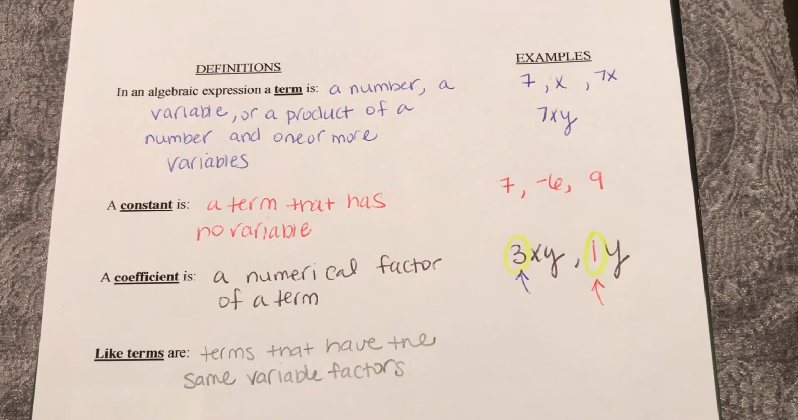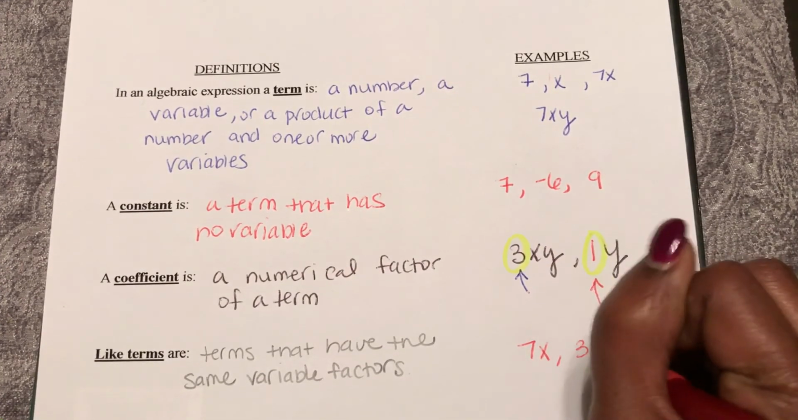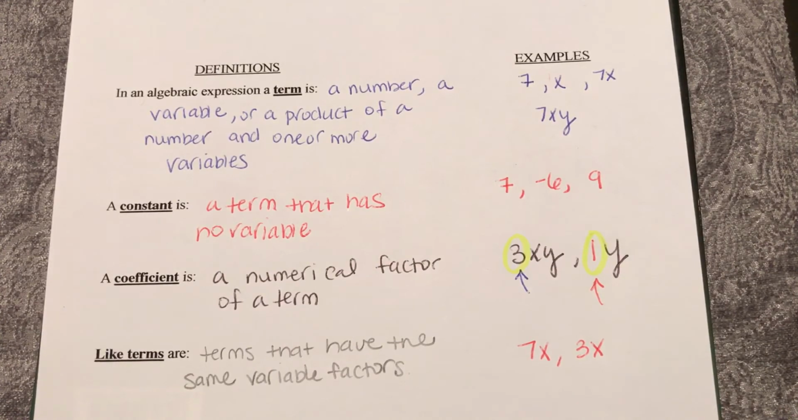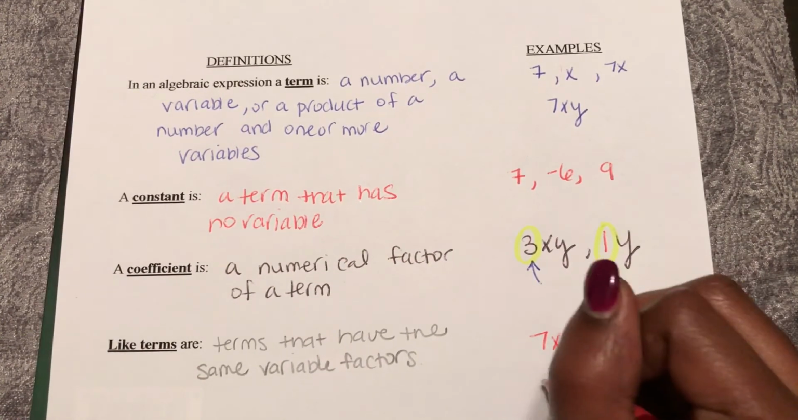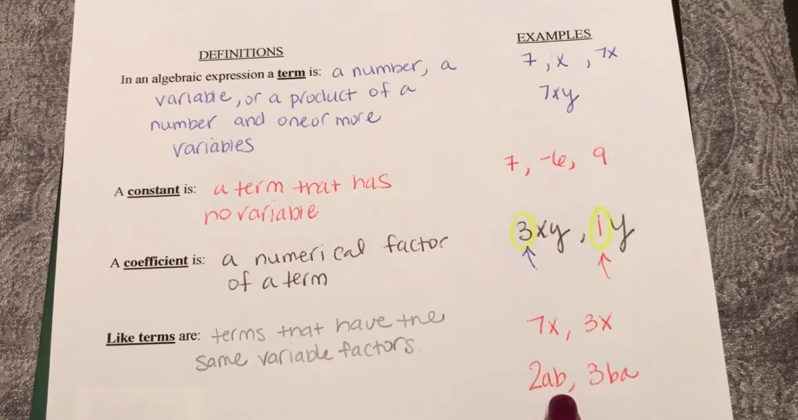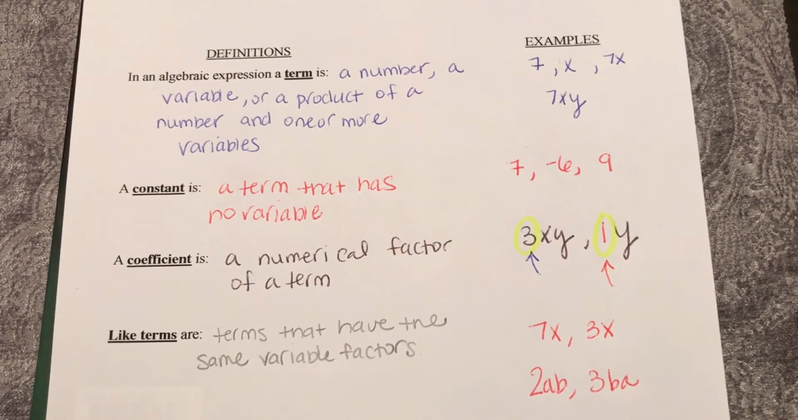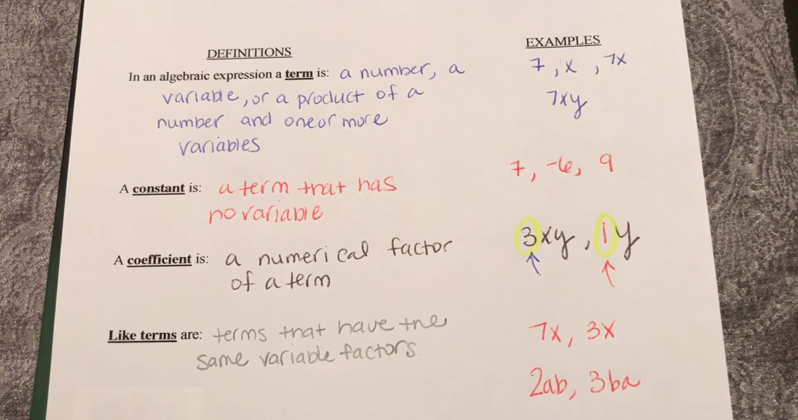And then like terms are terms that have the same variable factors. And those are very similar to the examples we did above. So 7x and 3x would be like terms. Or 2ab and 3ba, right? Even though they're in a different order, ab and ba can be rearranged to be the same term using the commutative property. So these terms will be used quite a bit in class and moving forward in more examples.